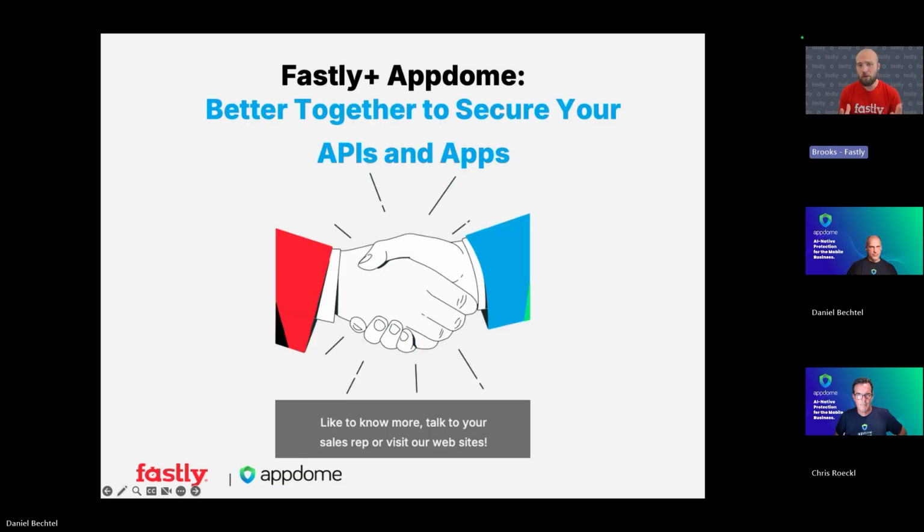And so with that, really, Fastly and Appdome are better together. You are exposed and get visibility into the different types of attacks and threat vectors thanks to Appdome's detections. And then on the Fastly side, you can actually use those detections to mitigate attacks before they reach your critical infrastructure. And so with that, the better together story here, we can protect your APIs and applications. Back to you, Daniel. Thank you.